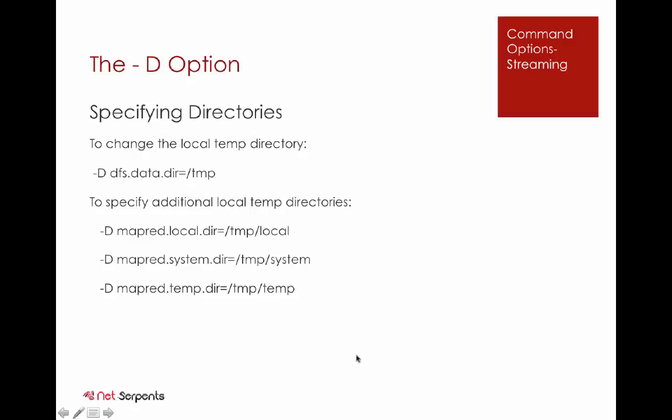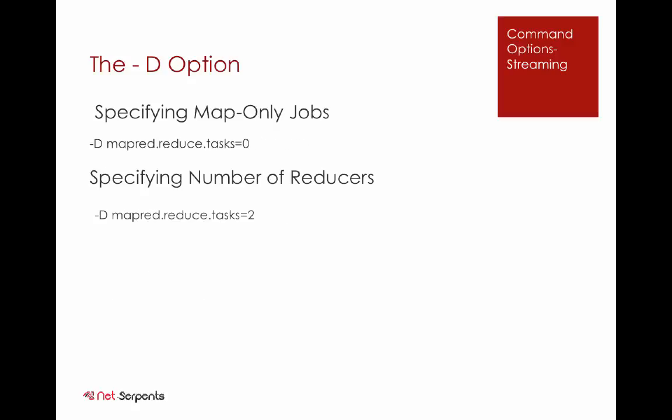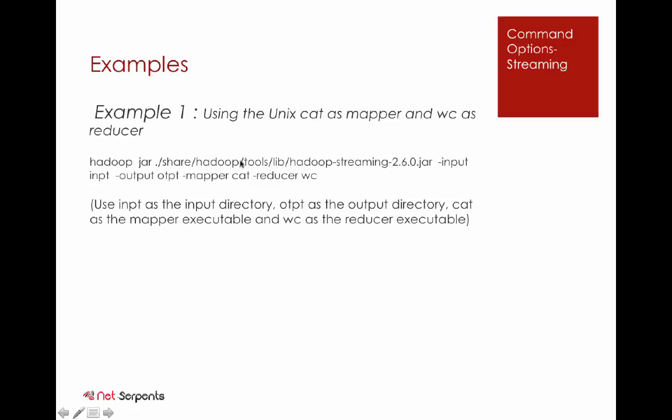You could specify which local directory, system directory, or temp directory you want to send your temporary files to as they get created during the running of the job. You can also specify how many reduce tasks you want to run. You can specify the tasks to be 0. If you have 0 reduce tasks, that means you're essentially only running the mapper job. And now we'll actually start running some examples very quickly.